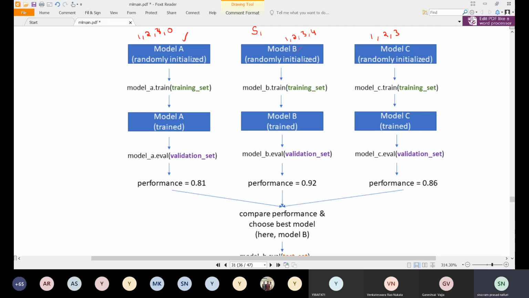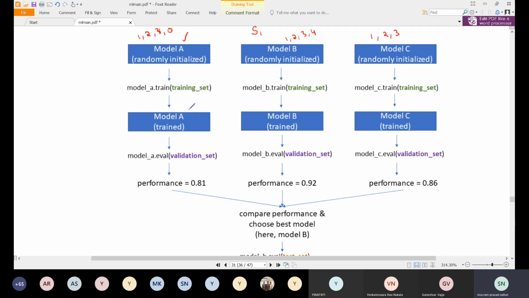And model B, equal weights for all the units, 0.25, 0.25, 0.25, 0.25. Model C, say 0.33, 0.33, 0.33. Only three units are given importance and the fourth unit is given a zero weight. W4 is 0. Okay.